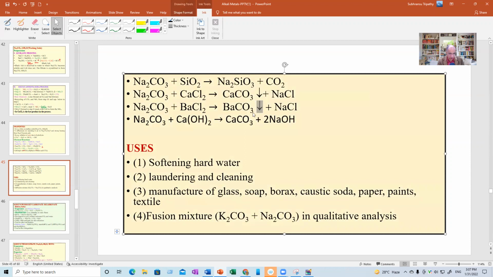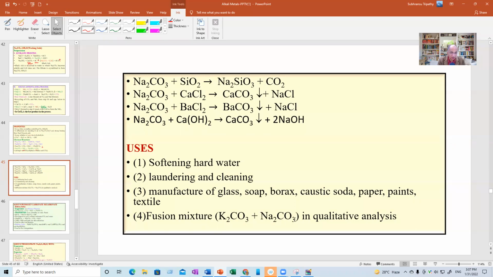So these are the precipitation reactions. Many carbonates are sparingly soluble, they appear as precipitates. Sodium carbonate can be used to soften water, for laundering, cleaning purposes, and in the manufacture of several compounds like soap, borax, caustic soda, paints, paper, textile, and whatnot.